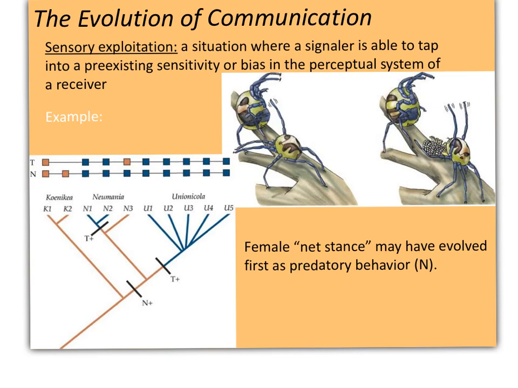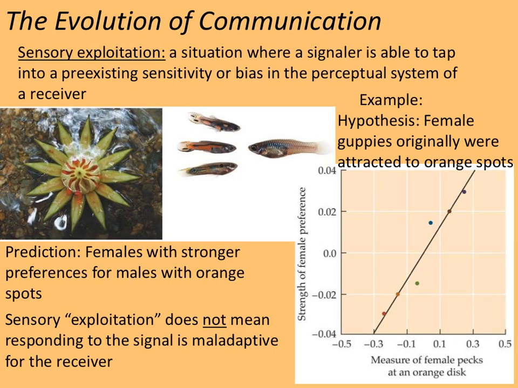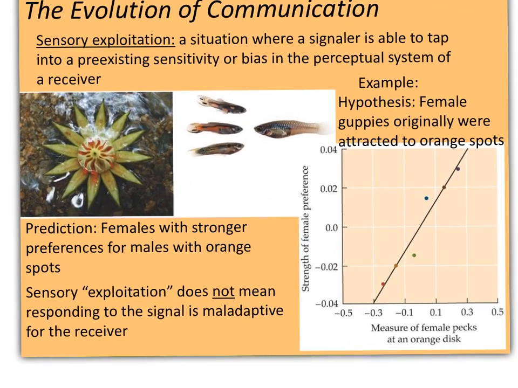So here's a female with a whole bunch of eggs. More sensory exploitation, where a signaler is able to tap into a sensitivity. So female guppies originally were attracted to orange spots. Females with stronger preferences for males with orange spots. Sensory explanation. There was something in the environment that the female was sensitive to in terms of orange. And then basically it was a matter of transference.